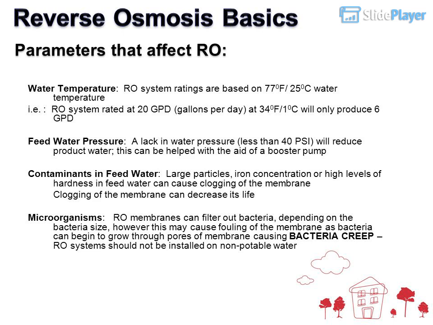Contaminants in feed water. Large particles, iron concentration or high levels of hardness in feed water can cause clogging of the membrane. Clogging of the membrane can decrease its life. Microorganisms. RO membranes can filter out bacteria, depending on the bacteria size. However, this may cause fouling of the membrane as bacteria can begin to grow through the pores of the membrane, causing bacteria creep. RO systems should not be installed on non-potable water.